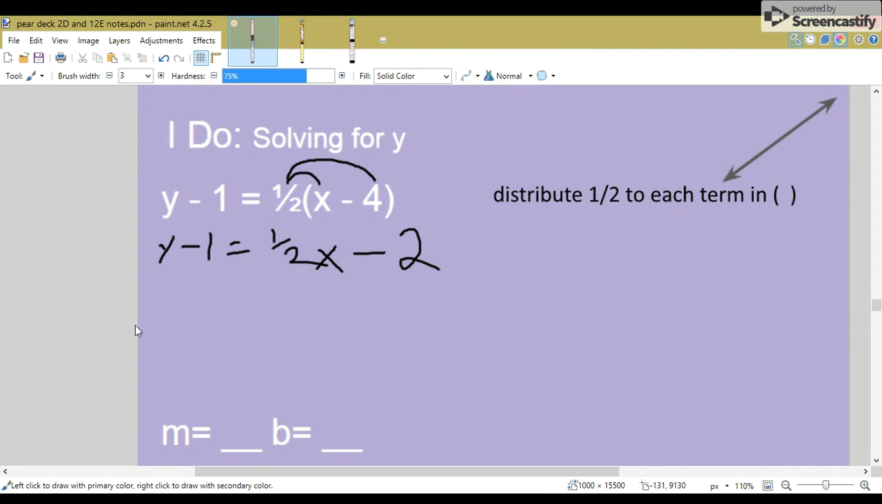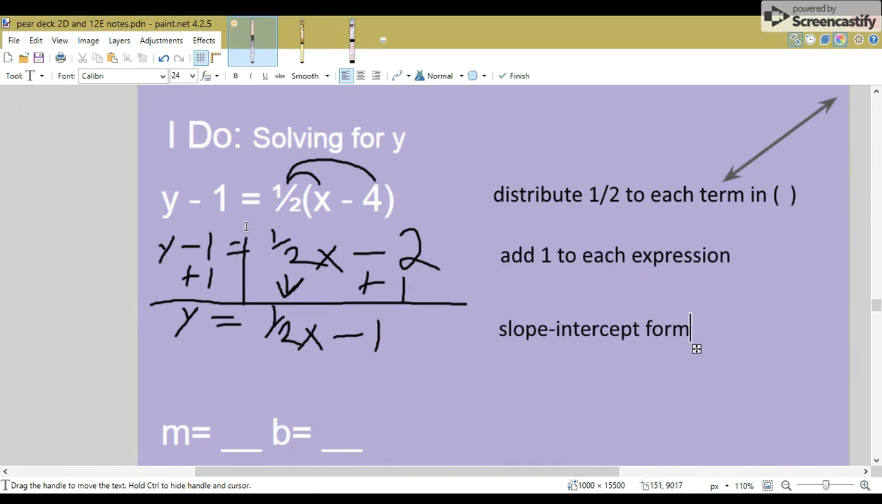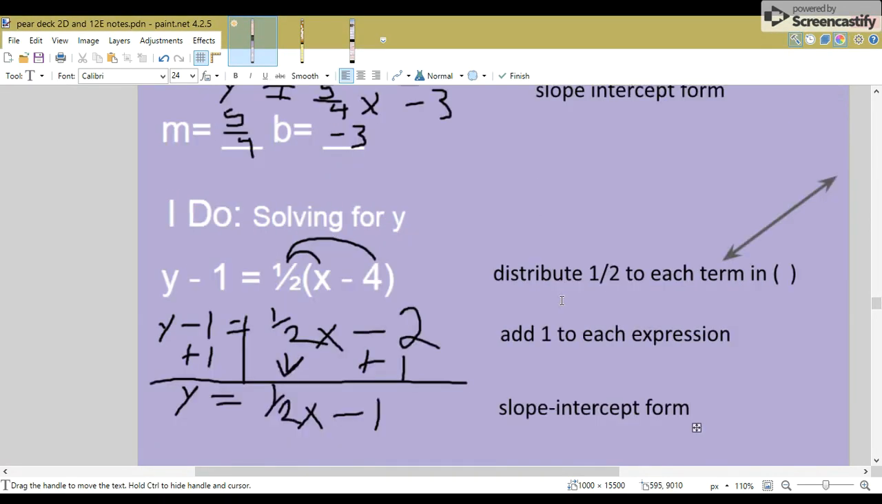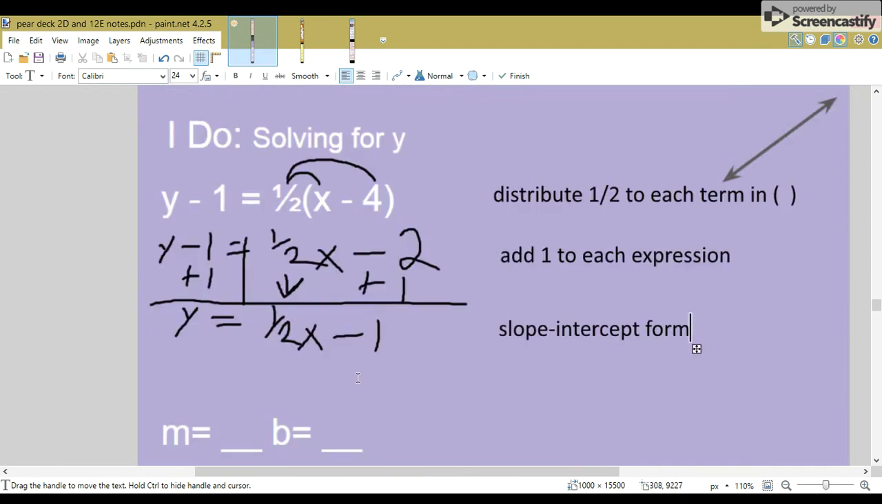From here, we want to get rid of the negative 1 because we want y by itself. So add 1 to each side of the equation. Going from point slope to slope-intercept, as you can see, is a little bit less steps than standard to slope-intercept. So your m, your slope, is 1/2. And b, your y-intercept, is -1.